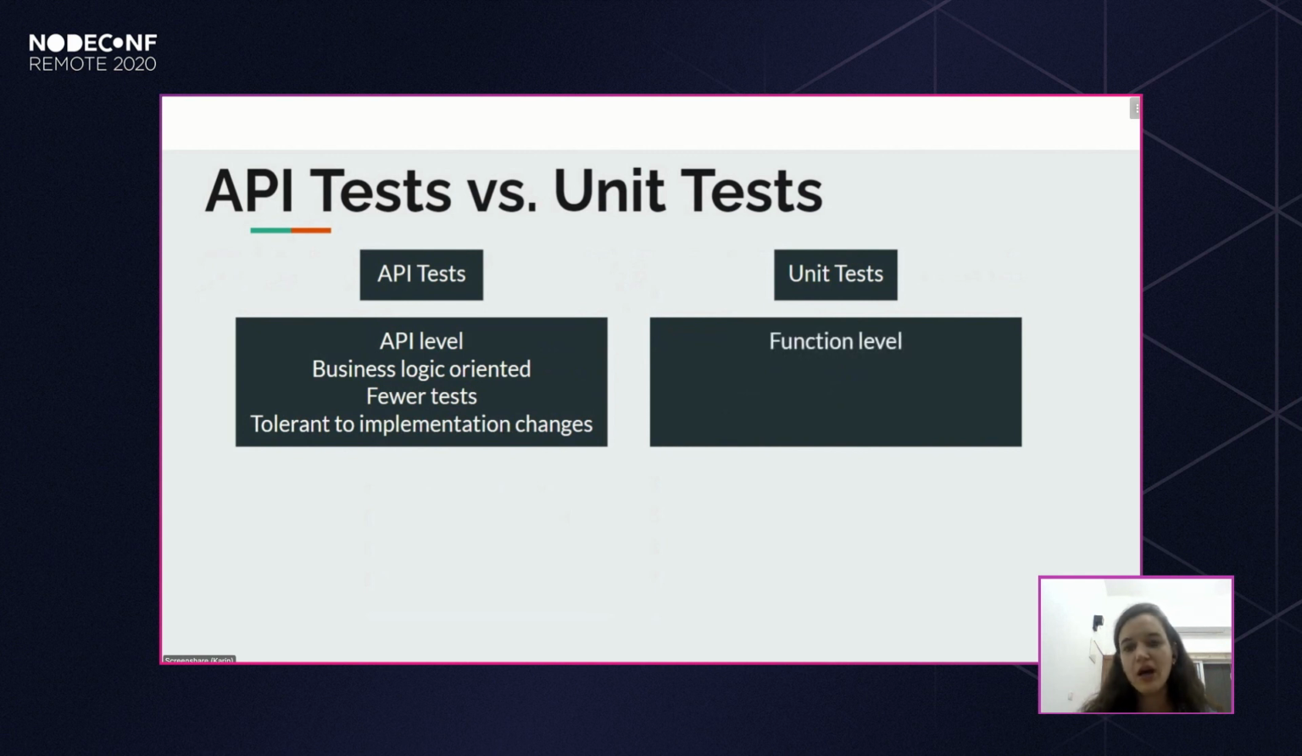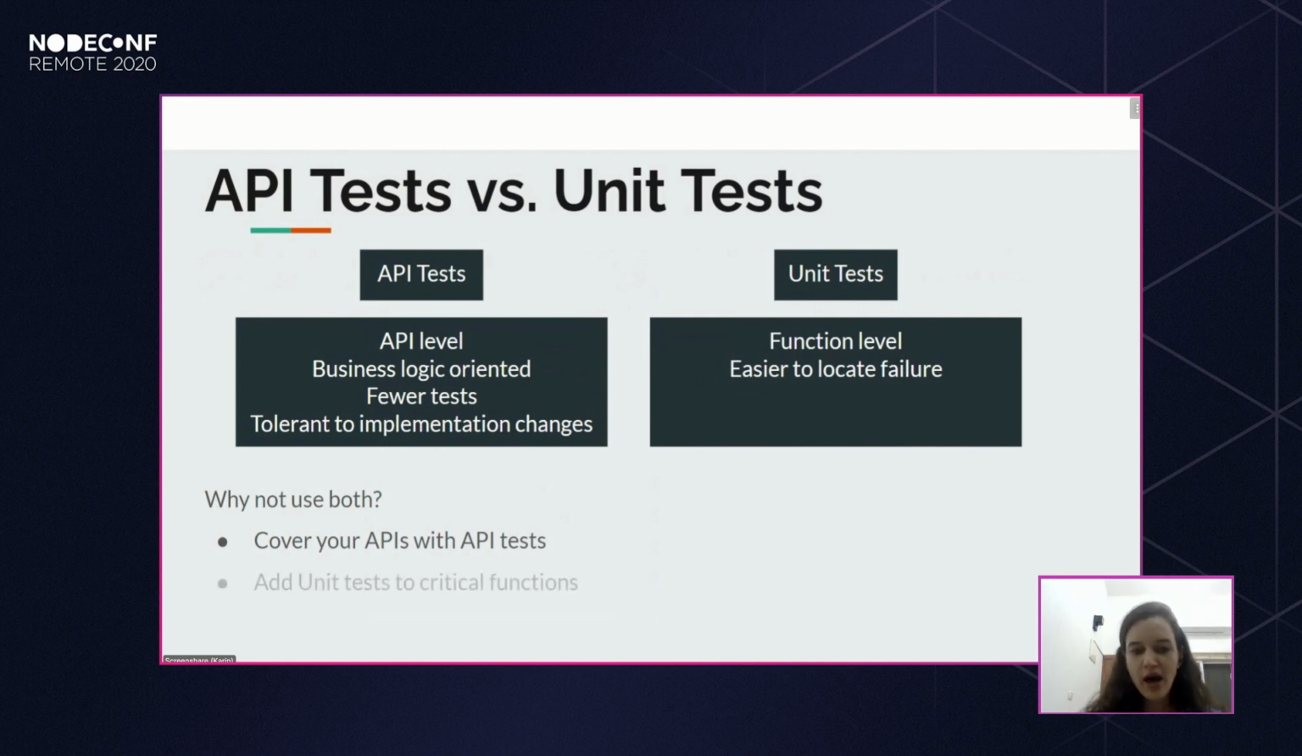On the other hand, unit tests allow us to test the functions themselves, and they allow an easier location of the failure. We can locate the failure more easily. So which one should we use? I say use both. You should cover your APIs with API tests really comprehensively. And only the critical or crucial functions that you have that are on the critical path of your application, you should test for edge cases. Not every function needs to be tested with all of its edge cases.